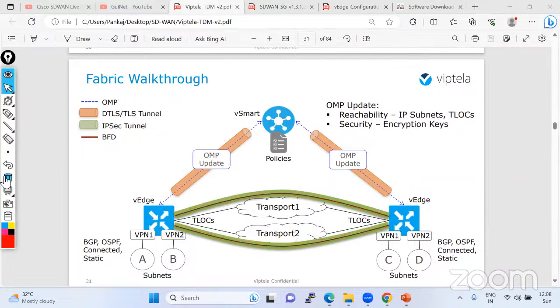So that's why you can see here we have various tunnel information: overlay tunnels, that is the OMP tunnel, DTLS tunnel, IPsec tunnel, and vEdge tunnels. We have various things here, and these are all responsible for different functions. Make sense? I'll explain each and everything in detail. Just wait for a while.